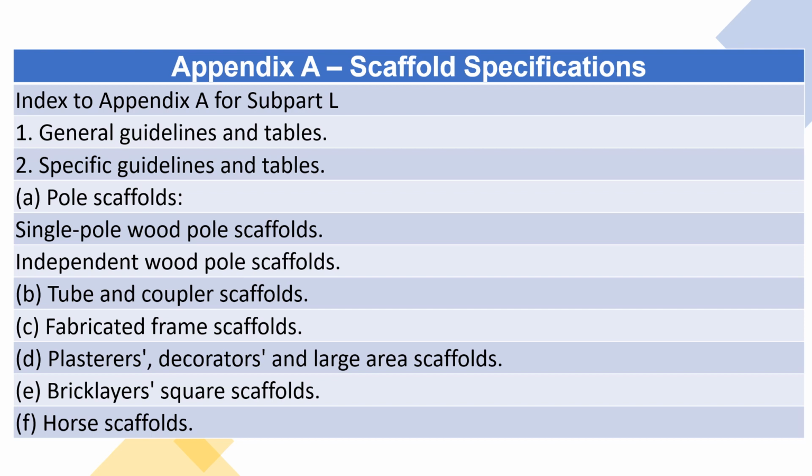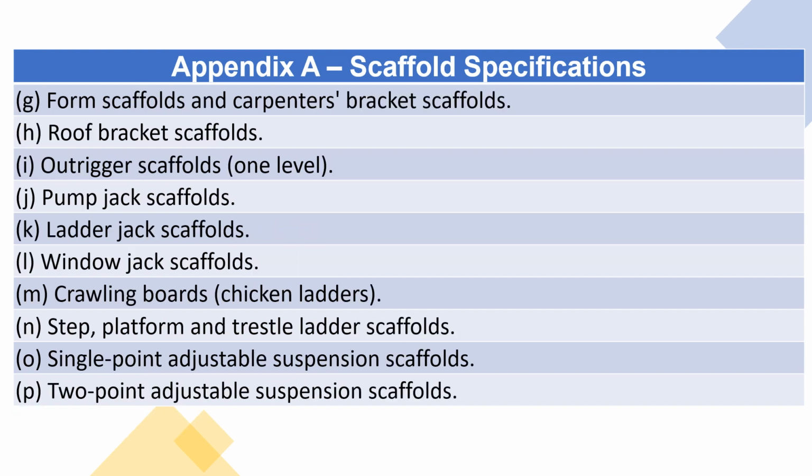Independent wood pole scaffolds. B. Tube and coupler scaffolds. C. Fabricated frame scaffolds. D. Plasterers, decorators, and large area scaffolds. E. Bricklayers square scaffolds. F. Horse scaffolds. G. Form scaffolds and carpenter's bracket scaffolds. H. Roof bracket scaffolds. I. Outrigger scaffolds, one level. J. Pump jack scaffolds. K. Ladder jack scaffolds.